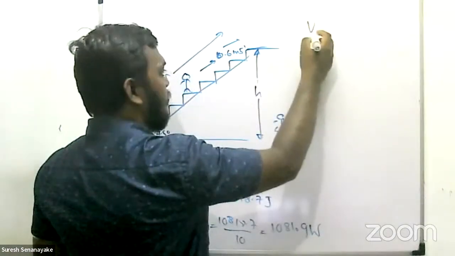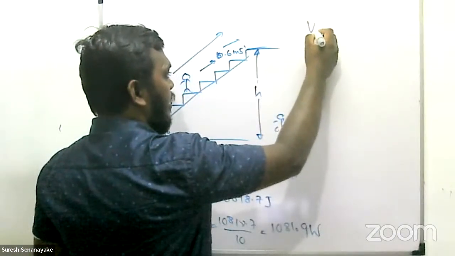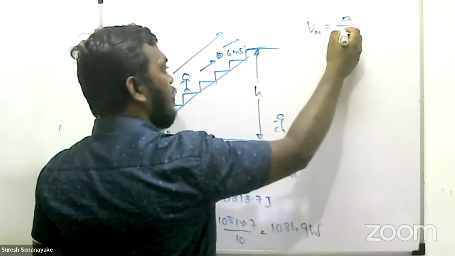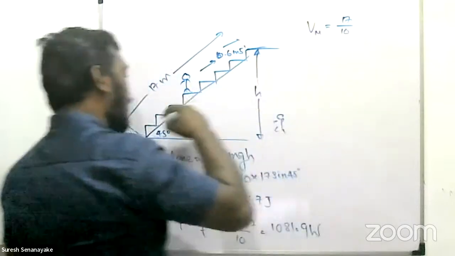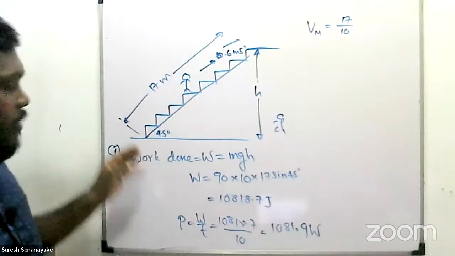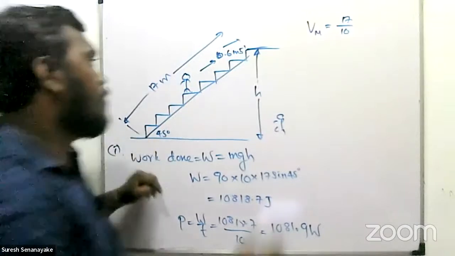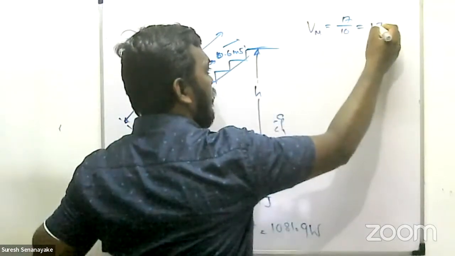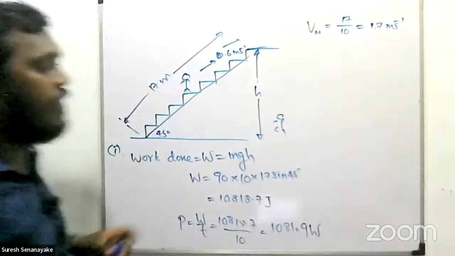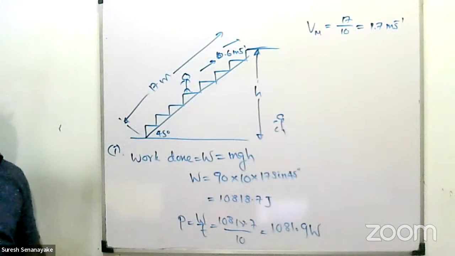I am writing the velocity of the man equals 17 divided by 10. That's the 17 meters; he takes 10 seconds to move from bottom to top. So 1.7 meters per second is the speed of the man, right?